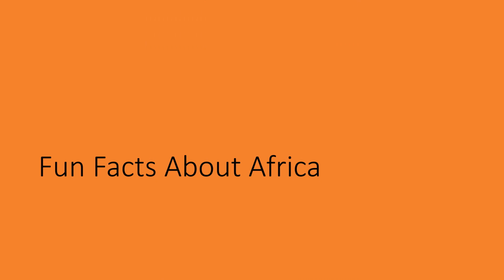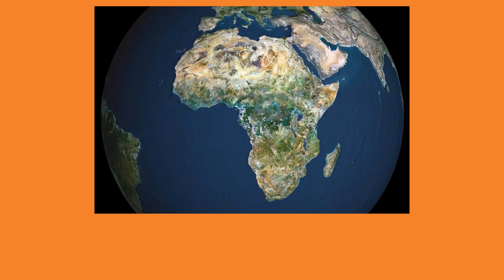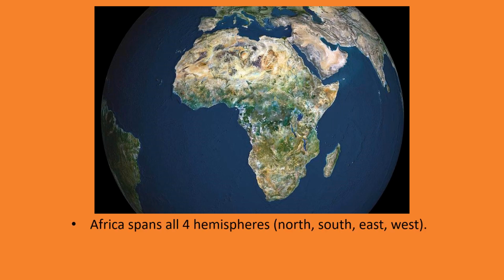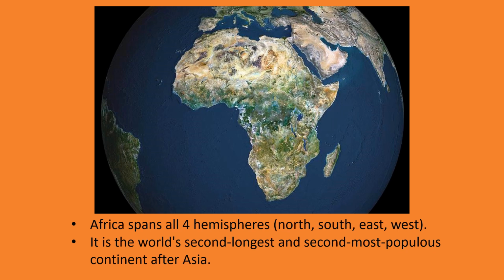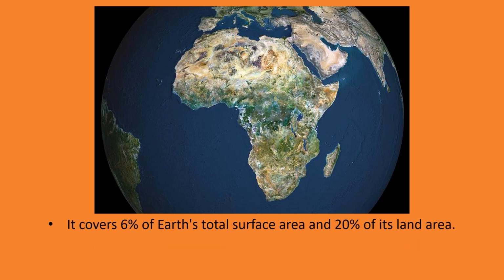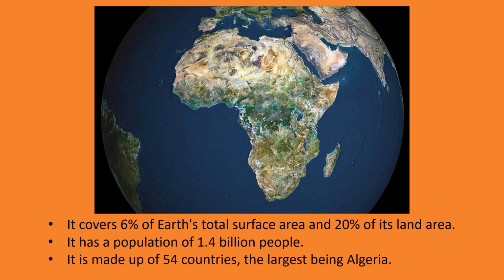Now let's look at some fun facts about Africa. Africa is a pretty large continent. It spans all four hemispheres, the north, south, east, and west hemispheres. And it is the world's second largest and second most populous continent after Asia. The continent of Africa covers 6% of the Earth's total surface area and 20% of its total land area. It has a population of 1.4 billion people, and it is made up of 54 countries, the largest country being Algeria.